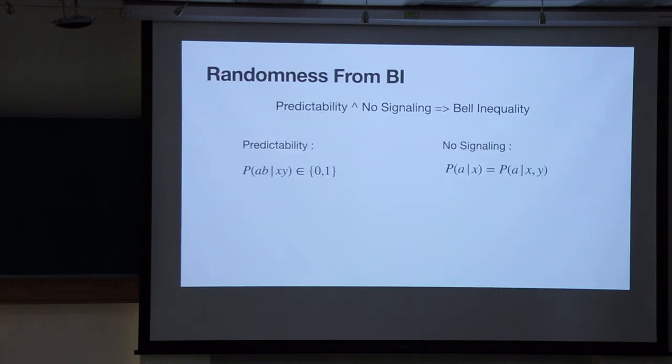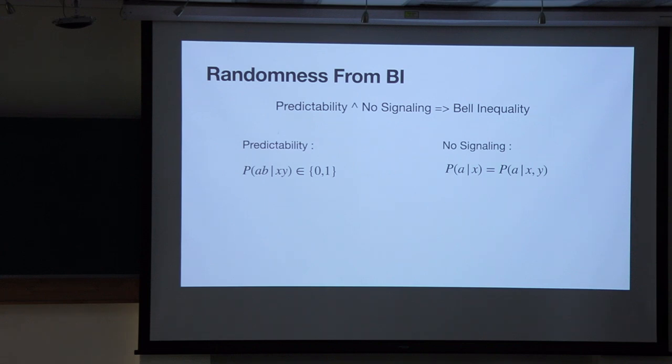But Bell inequalities can also be derived from some really practical conditions such as predictability and no signaling. Predictability is a condition that if you do some experiment, and the probabilities for all these scenarios are either 0 or 1, then the process is called predictable. And no signaling follows directly from special relativity.